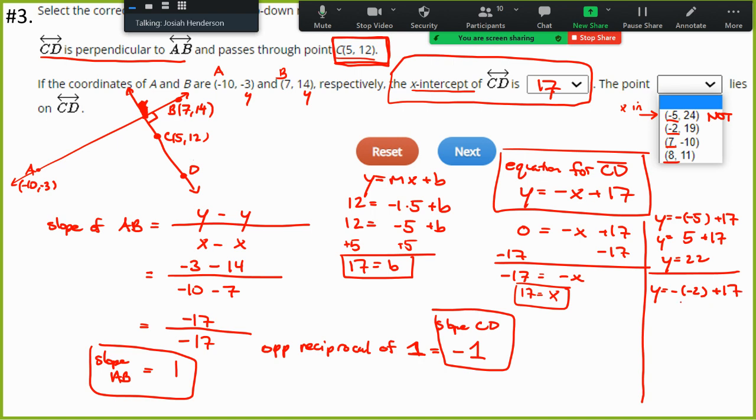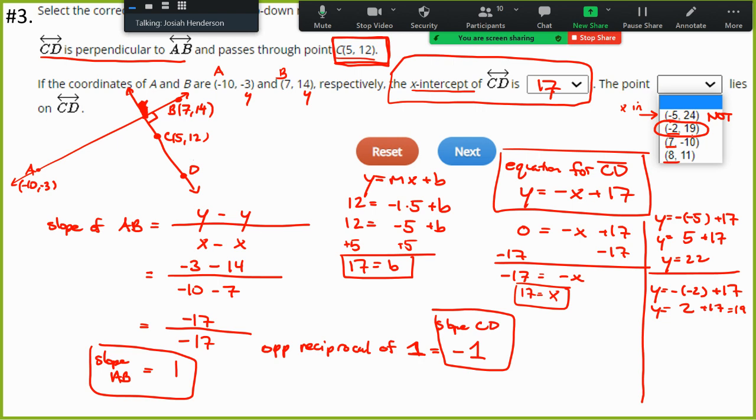This one's not going to work. We add 2 plus 17, and that's, oh, that does work. 19. That's what we wanted. 2 plus 17 is 19, and that's the output, the y number for that point. Cool. So that means that is the answer.